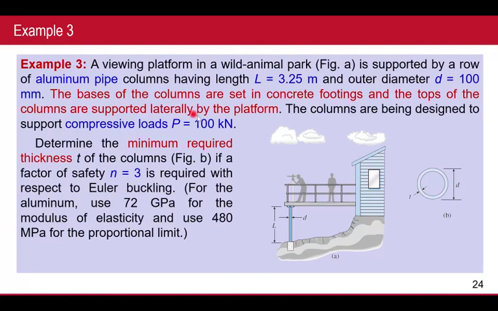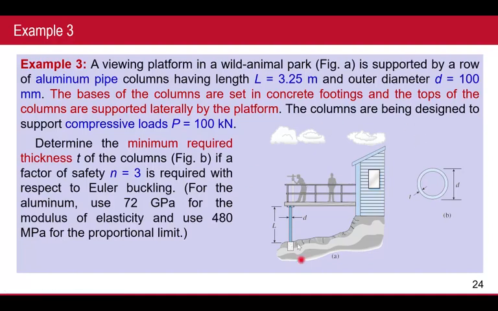So this view platform is in a wildlife animal park, as I show here. It's supported by a row of aluminum pipe columns, each with a length of 3.25 m and an outer diameter of 100 millimeter, so this tells you it's a tube. The bases of the columns are set in concrete footing, and the tops of the columns are supported laterally by a platform. That means they can shake.